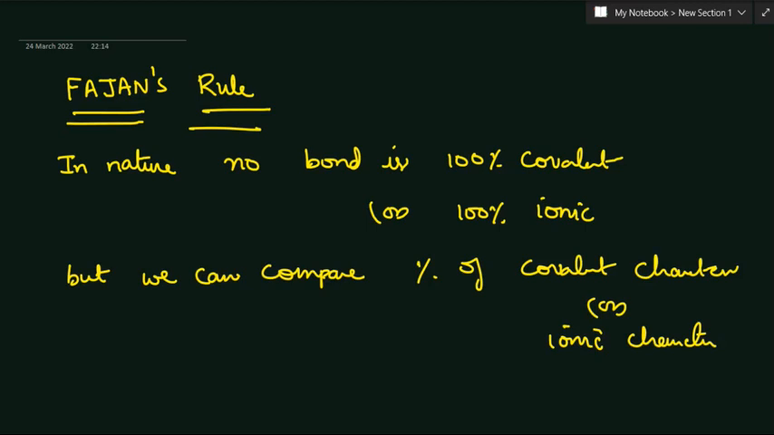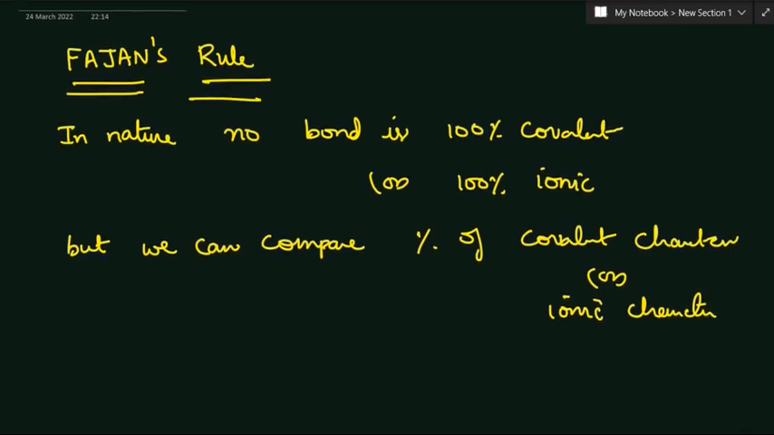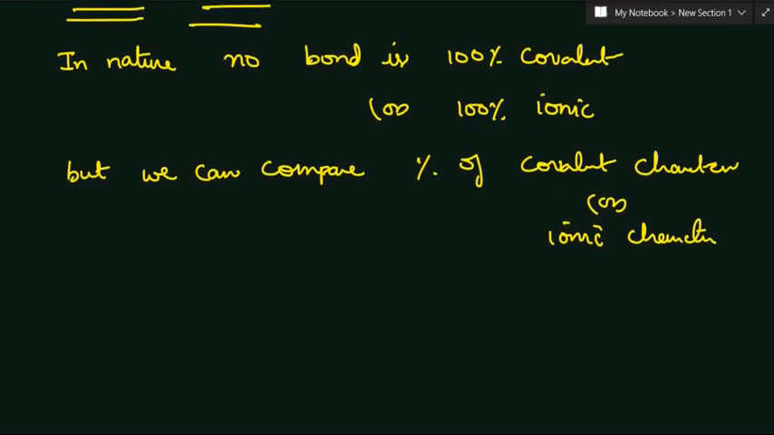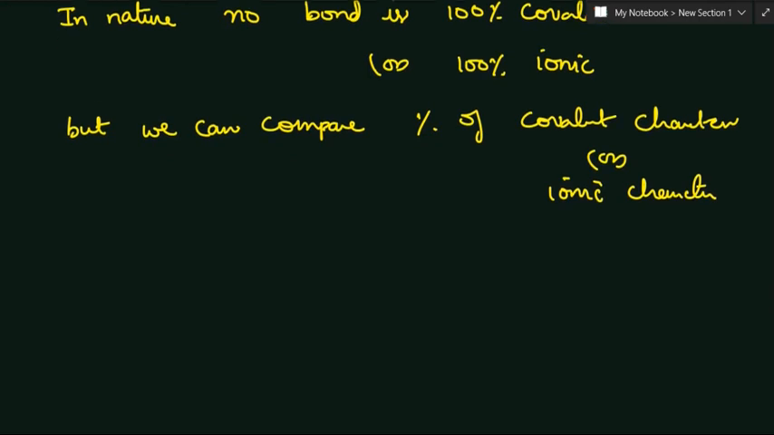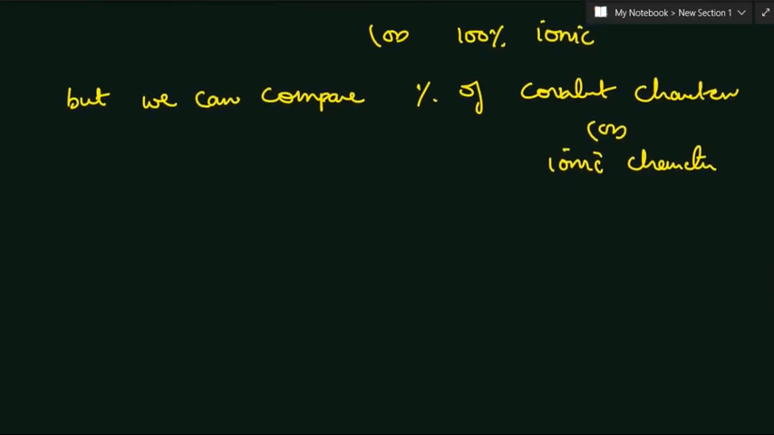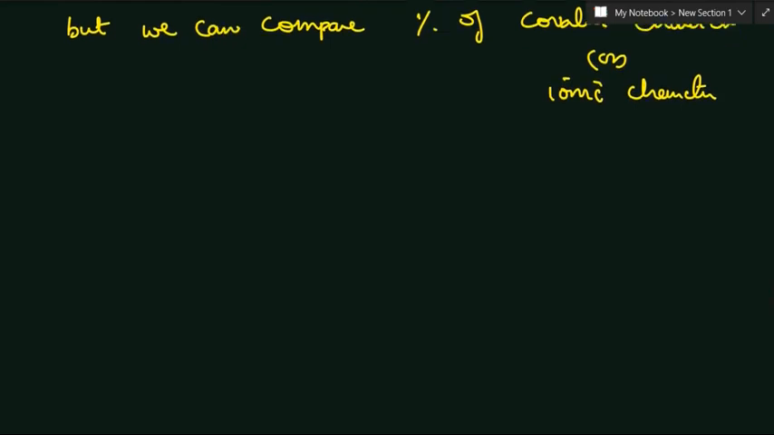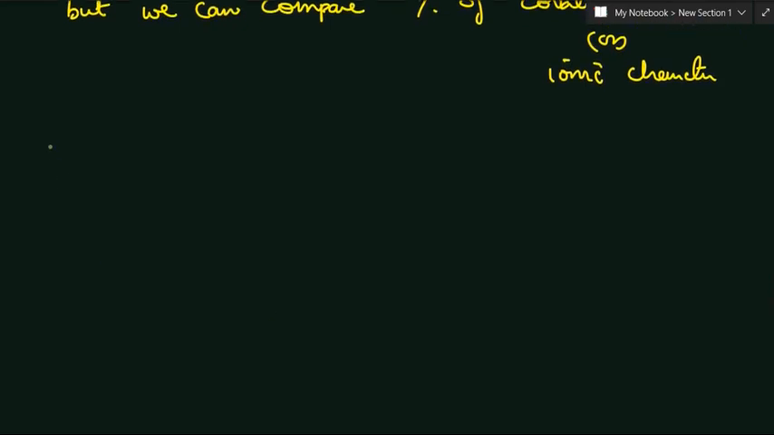So in ionic bond there will be some covalent character. In covalent bond there will be some ionic character. So when some compounds are given to you, how can you identify which one is more covalent or which one is more ionic? So for this we can follow these Fajan's rule. So rule number one.